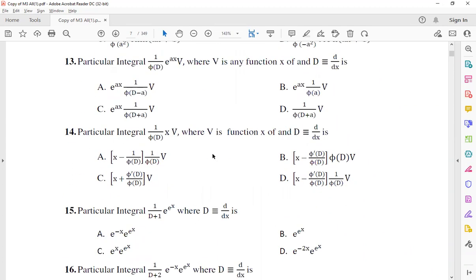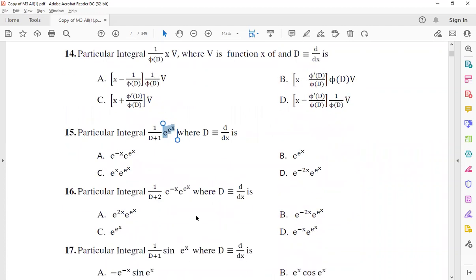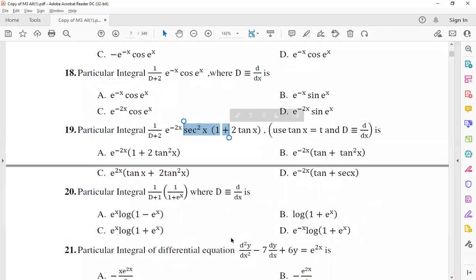Next, 14 is the XV rule. Do you remember the XV rule? X minus phi dash D upon phi D into 1 upon phi D into V. So the correct one is D. For that, what should we know? The formulae, the methods. This depends on the function. This is an example of the general method. This is also, and this is also. These are all general method questions.